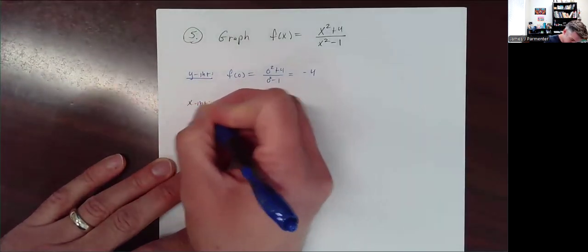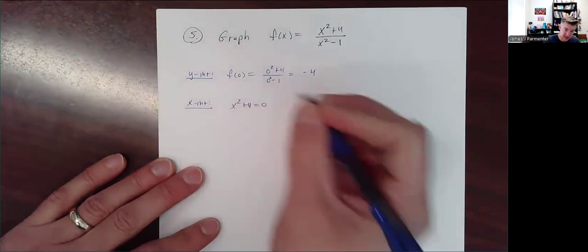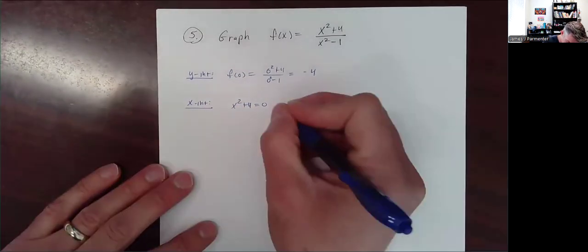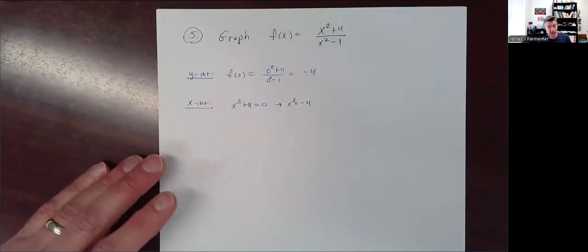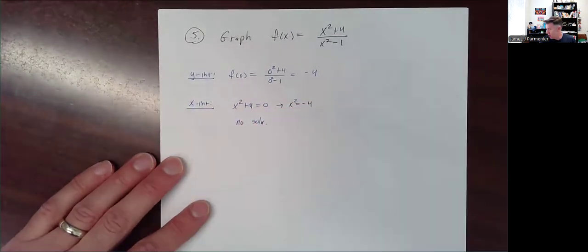X-intercepts. Set x squared plus 4 equal to 0. I'm just setting the numerator equal to 0. And in this case, I get no solutions, right? If I have x squared equal to -4, I know I can't take the square root of a negative number, so no solutions, no x-intercepts.